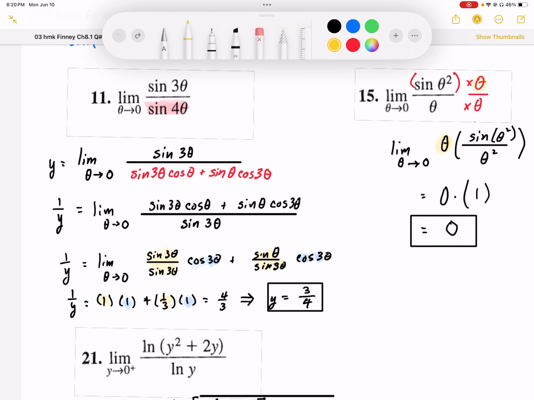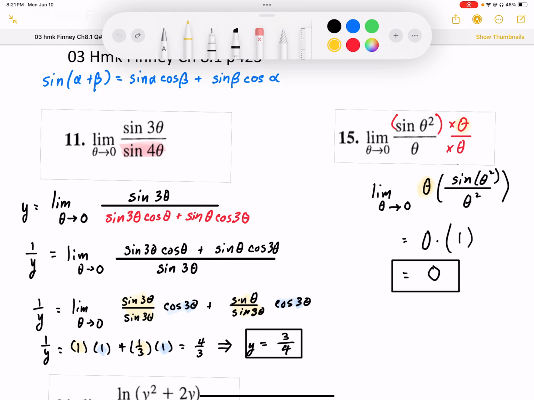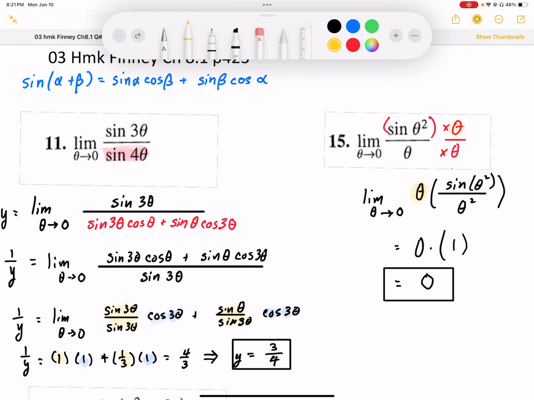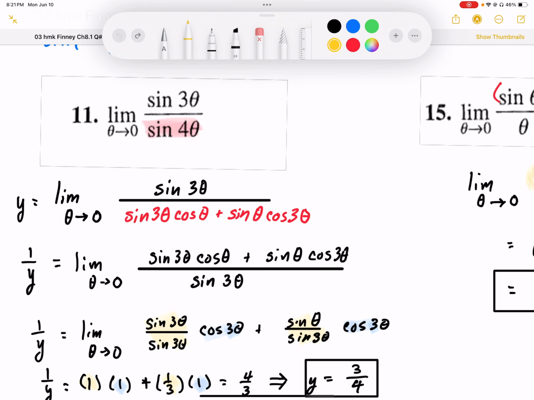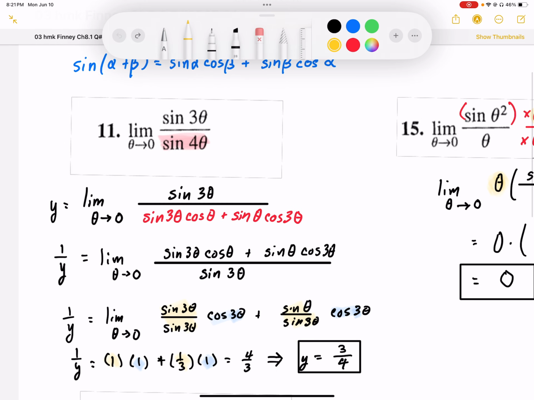So here we're going to first of all use this identity, sine alpha plus beta, to generate a sine 3 theta and a sine theta from the sine 4 theta. So applying this identity, I get sine 3 theta cos theta in the denominator plus sine theta cos 3 theta in the denominator. That's what I've written in red. And then I want to try to generate some ratios that I can work with. That plus is a problem in the denominator, so I'm just going to flip it and find the limit of the reciprocal value and then flip it back to find the limit.